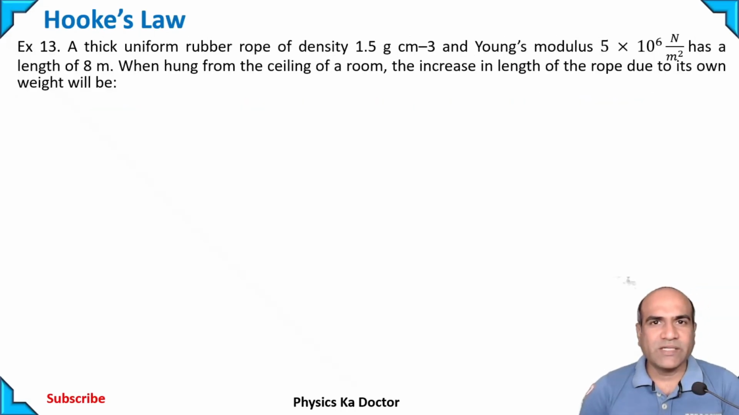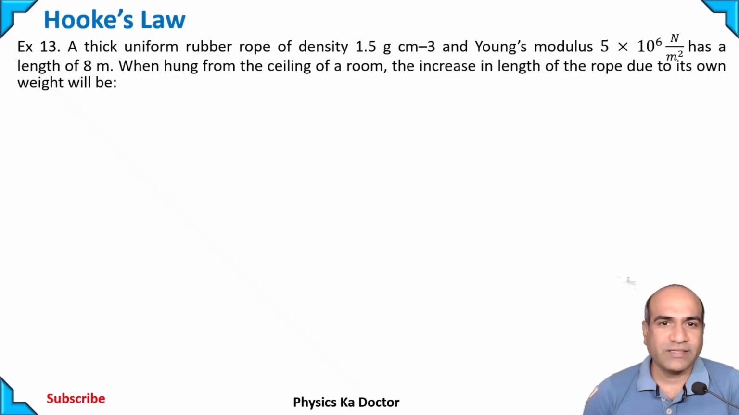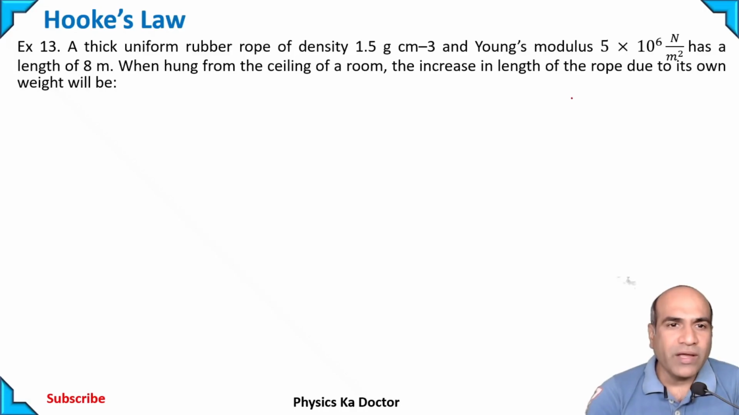This is example number 13. A thick uniform rubber rope of density 1.5 gram per centimeter cube and Young's modulus 5 multiplied by 10 power 6 Newton per meter square has a length of 8 meter. When hung from the ceiling of the room, the increase in length of the rope due to its own weight will be.